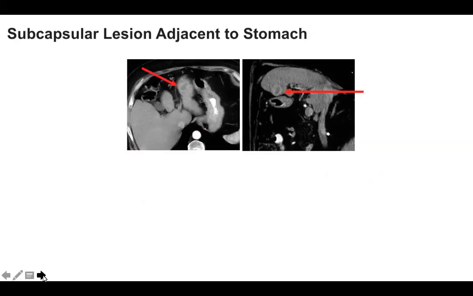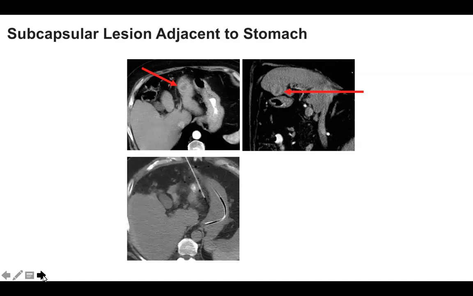Again, another lesion adjacent to the stomach. Sometimes you try the hydrodissection and the fluid just diffuses away, like in this circumstance. Here we even put an NG tube down to try to decompress the stomach out of the way. That's another maneuver that you can do. We often do it, but in reality, it's really the hydrodissection that does the trick.